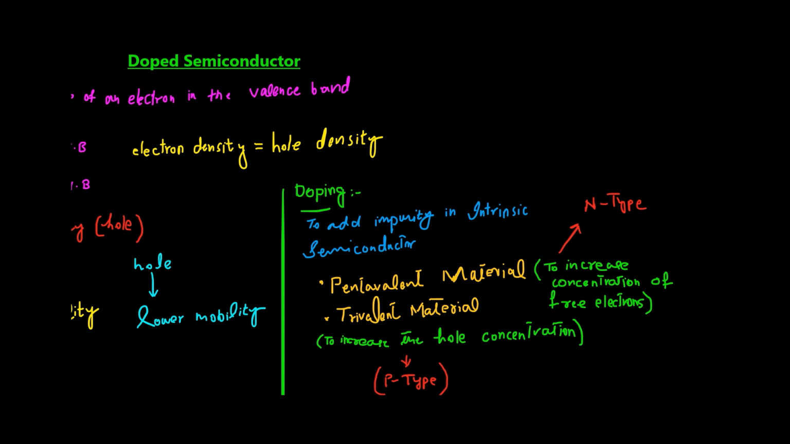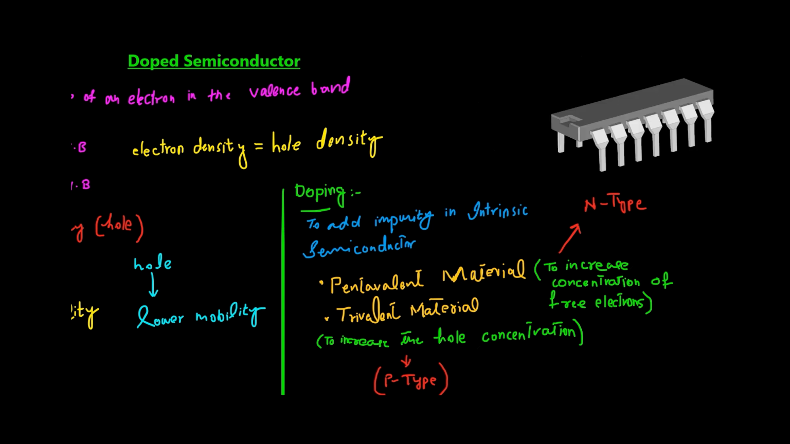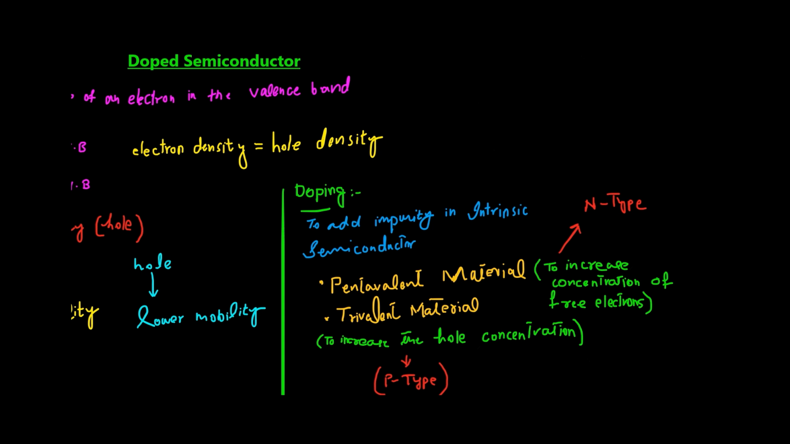These two types of materials form the basis of most semiconductor devices, including diodes, transistors, and integrated circuits. In the next lecture, we will see how we add impurity into intrinsic semiconductors and how the p-n junction is formed.